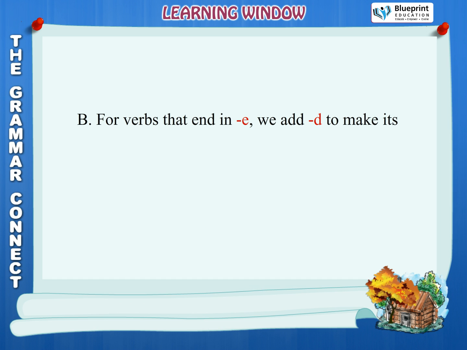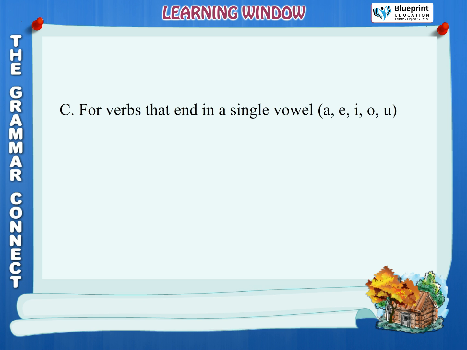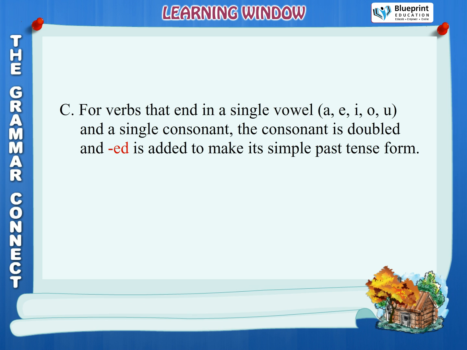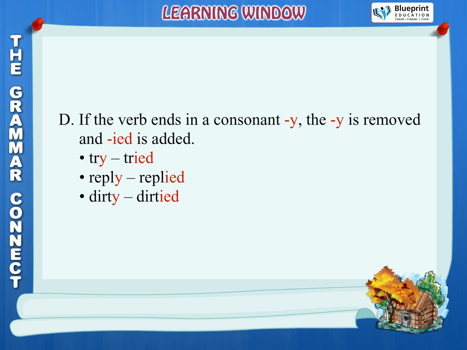B, for verbs that end in e, we add d to make its simple past tense form. Care, cared, increase, increased, hope, hoped. C, for verbs that end in a single vowel, a, e, i, o, u, and a single consonant, the consonant is doubled and -ed is added to make its simple past tense form. Stop, stopped, tap, tapped, plan, planned. D, if the verb ends in a consonant plus y, the y is removed and -ied is added. Try, tried, reply, replied, dirty, dirtied.